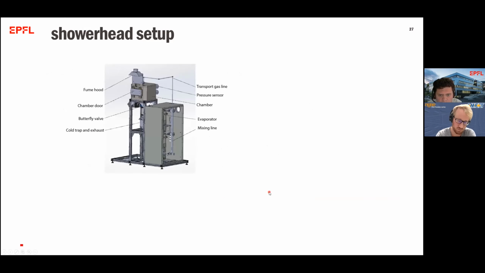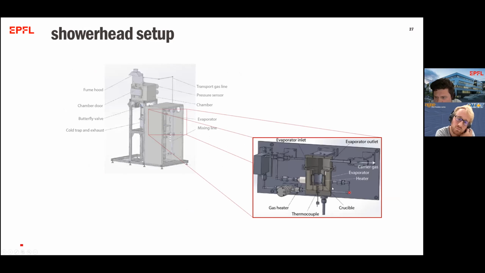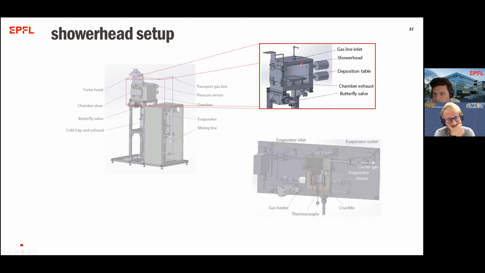Okay, let me quickly show you how that system looks. So we have an evaporator. Here we have the organohalide salt that is evaporated with the carrier gas running in, grabbing up the organohalide vapor, and then dragging it into the deposition chamber, where here on the top, you can't see it just now, is a showerhead, and here we have the sample stage.